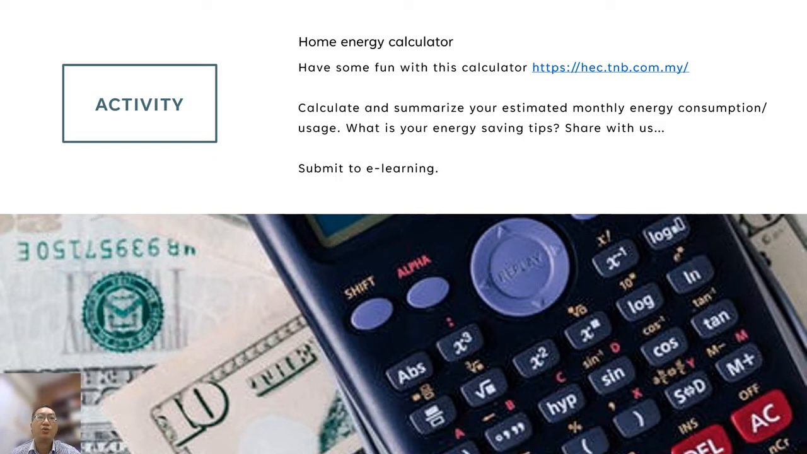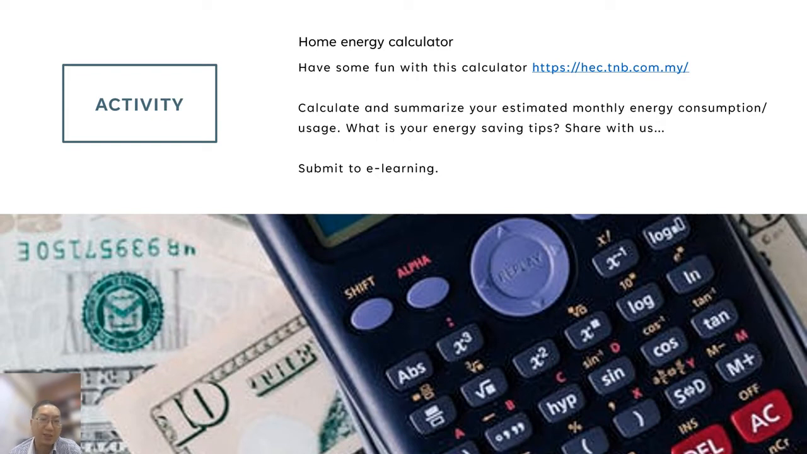So this is the first activity, home energy calculator. Please search for this website. You are using the home energy calculator by TMB. Please calculate and summarize your estimated monthly energy consumption or usage. Then please propose your energy saving tips.